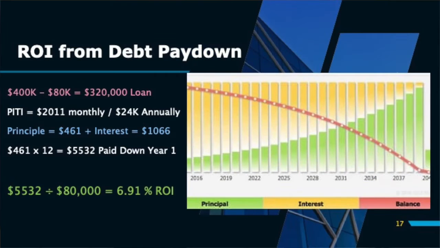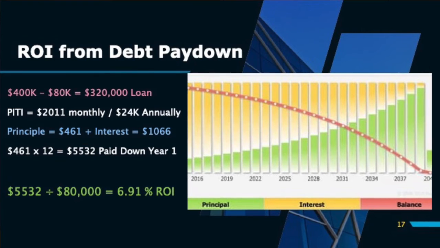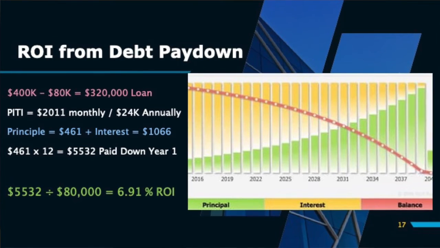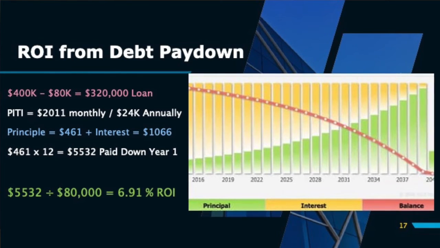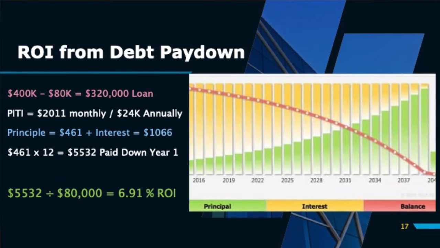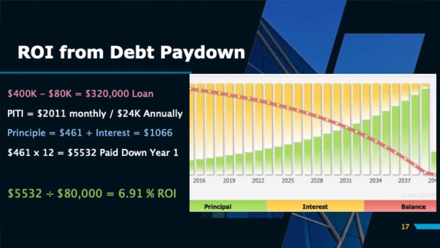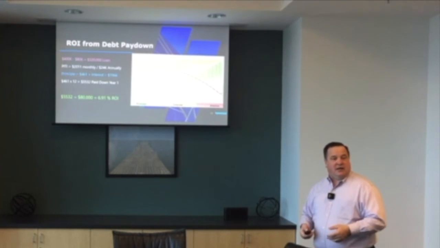All right, so in the beginning, you've got $461 out of your $2,011 payment going towards principal and $1,066 going towards interest. All right? So your tenant is paying down your principal for you at a rate of $5,532 a year. That's pretty cool. What did we have to do in order to get that tenant to give us equity basically in our property of $5,532 a year?